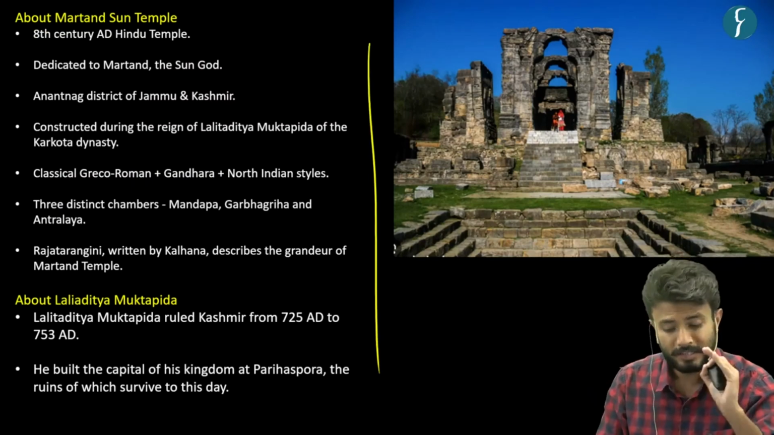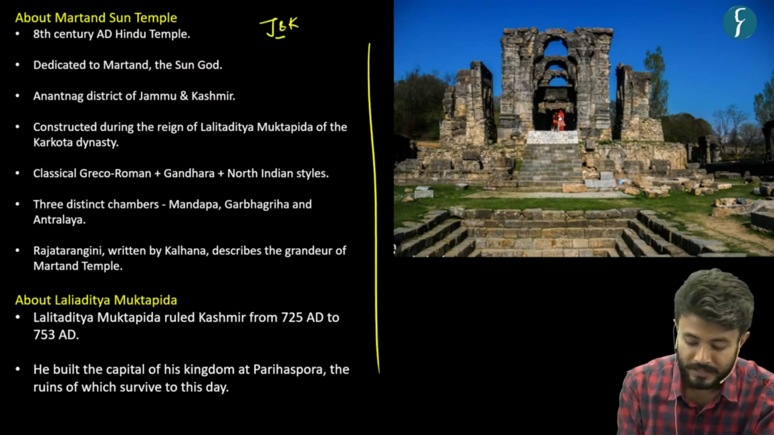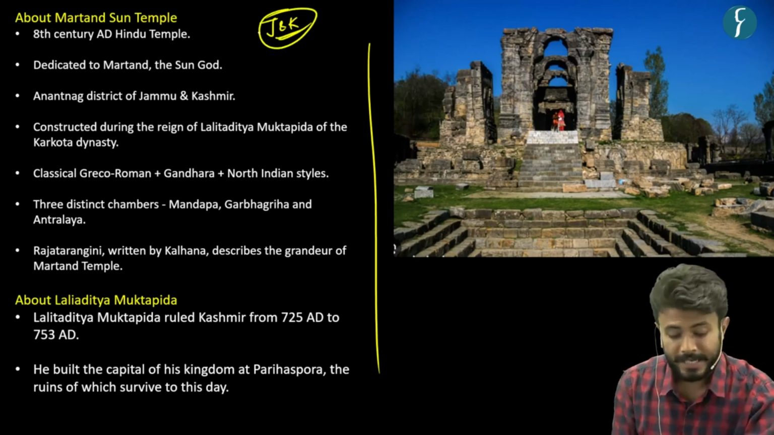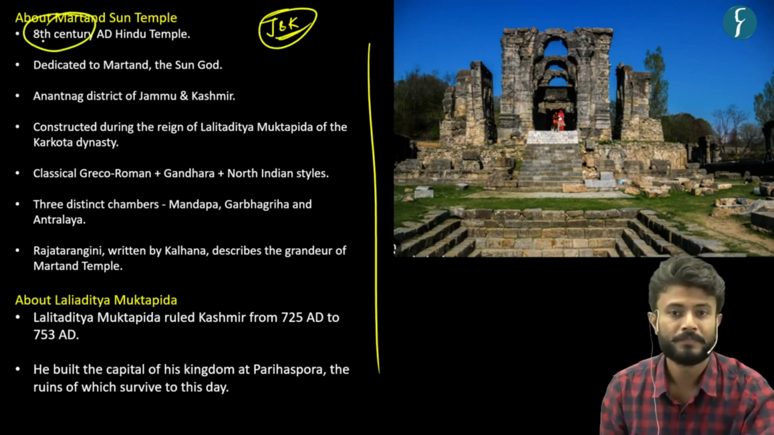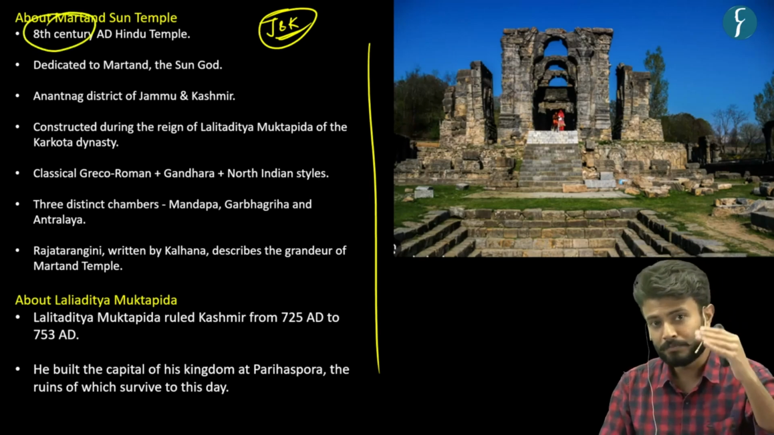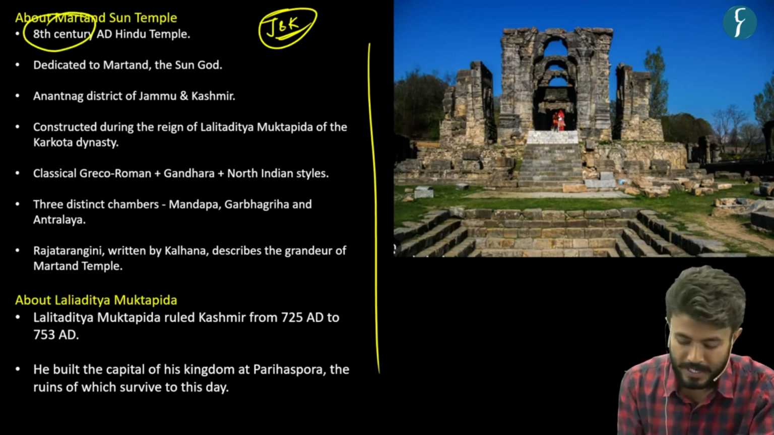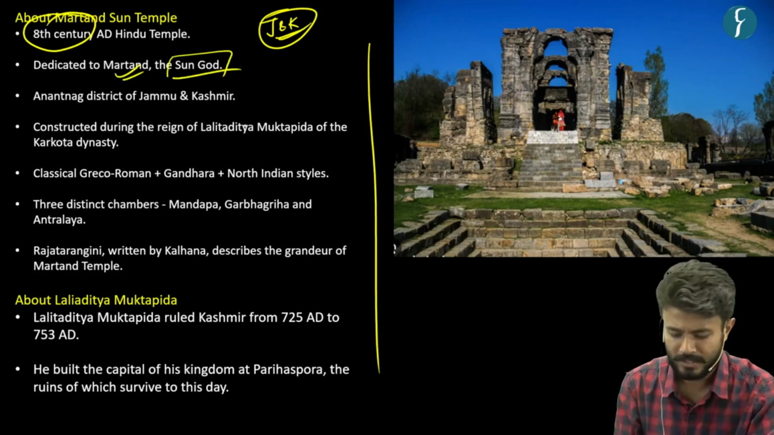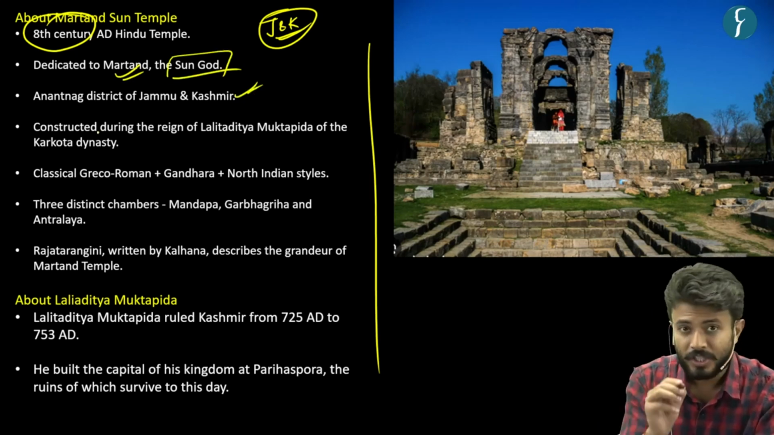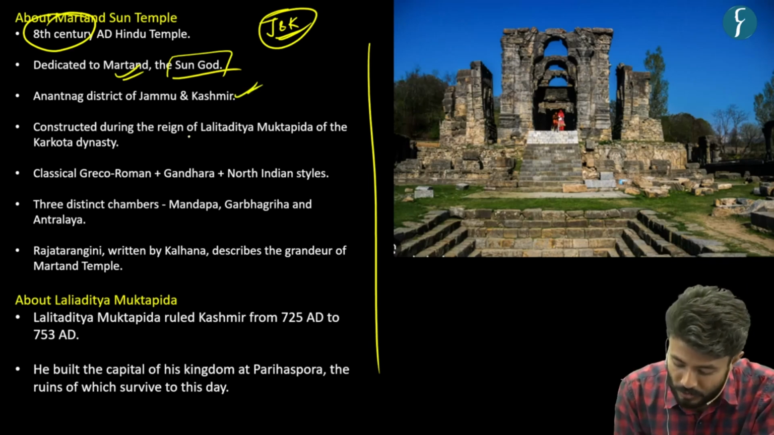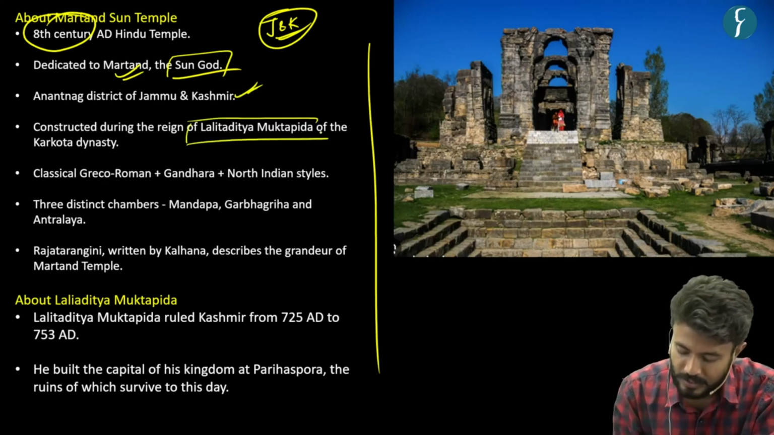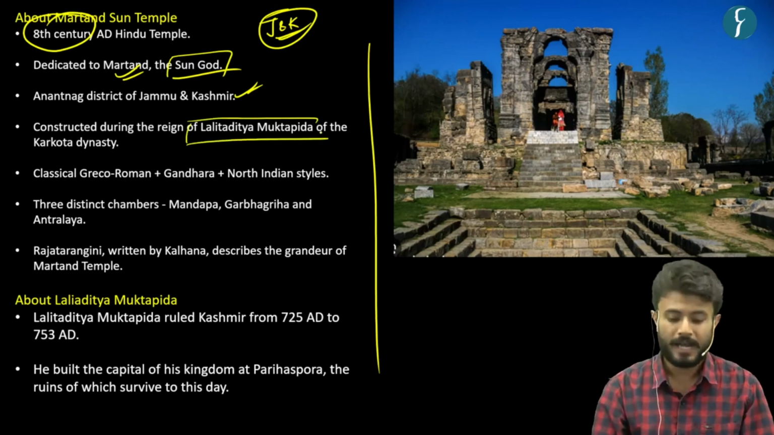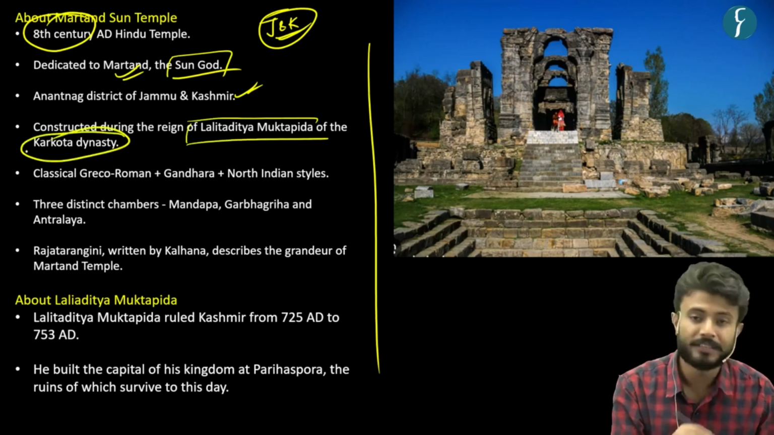Important fact: this is located in J&K. It is an 8th century temple, that means in the post-Gupta period. It is dedicated to Martand, the sun god. It was constructed during the reign of Lalitaditya Muktapida, and he was of the Karkota dynasty.